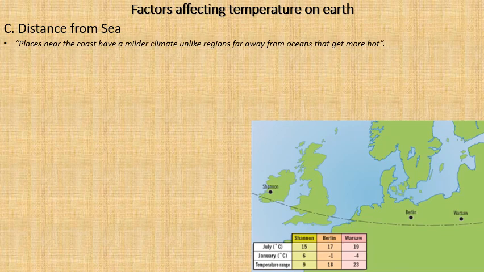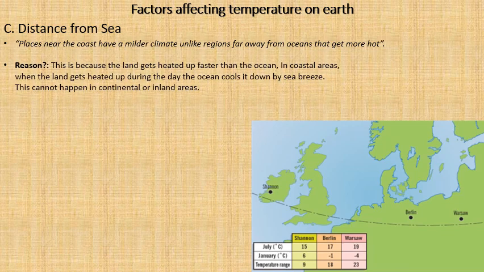Shannon is actually closer to the sea, while Berlin is a little more far away. Warsaw is much more far away. And you can see that the temperature is very different in the same month when you compare Shannon, Berlin and Warsaw. What is the reason? This is because the land gets heated up faster than the ocean. So Warsaw gets heated up faster than Shannon.